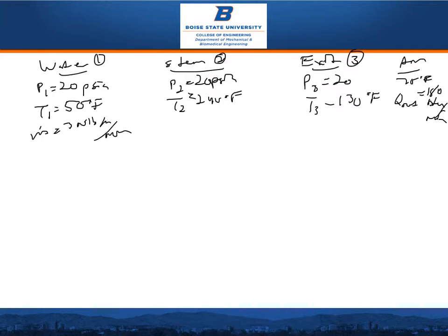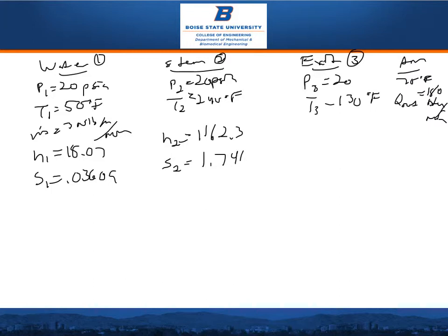Alright, so at 1, we have P1 and T1, so we can find H1, which is 18.07, S1, which is 0.03609. H2, we have a pressure and a temperature, so we've got 1162.3. S2 is 1.7406. And H3 is 97.99. And S3 is equal to 0.18174.